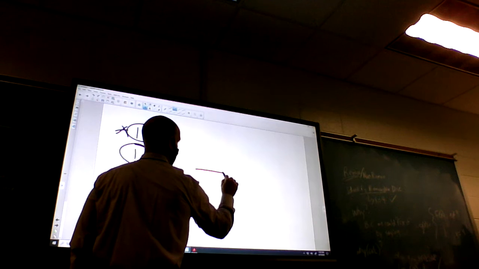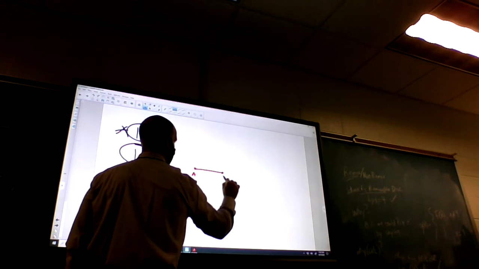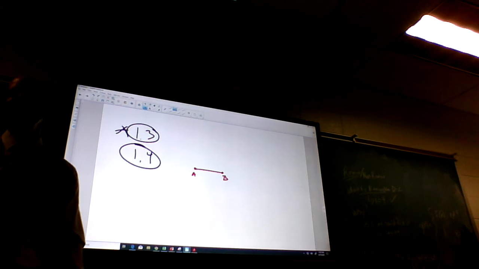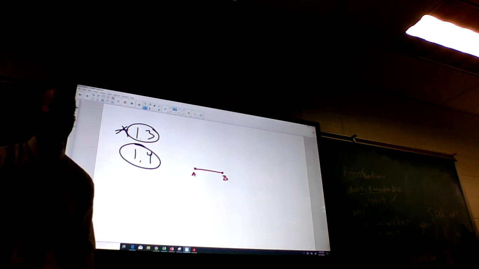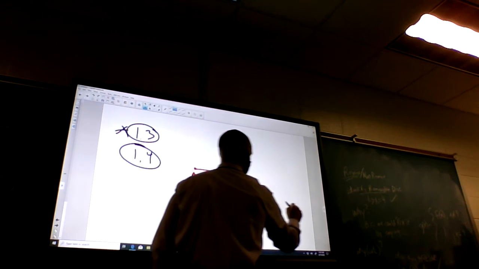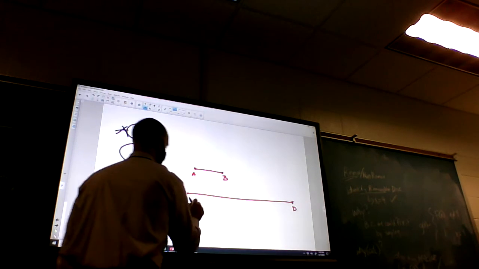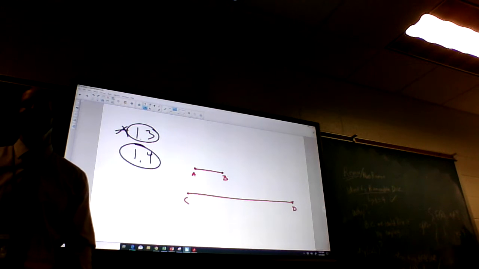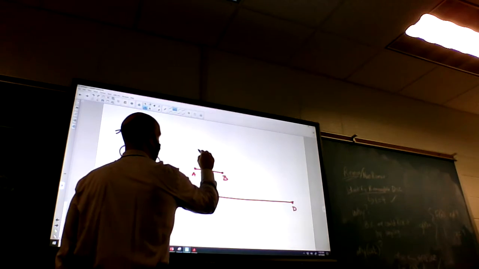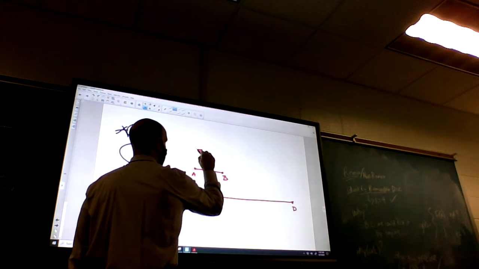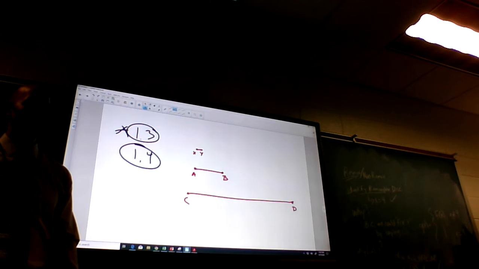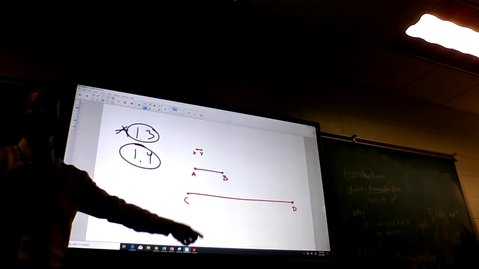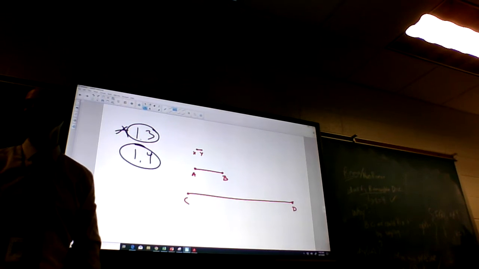Okay, you see this segment right here? Segment AB? How many points are on that segment? Infinitely many of them. Did you know that? Oh, by the way, you see this segment right here? Guess how many points are on that segment? You see this segment right here? How many points are on that segment? Which one of these has more points? You can't really answer that, can you?